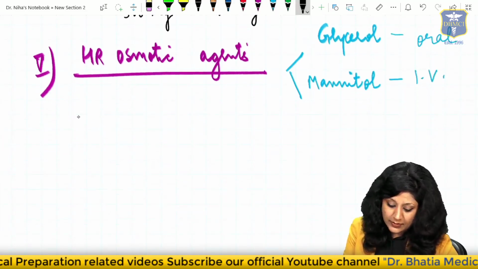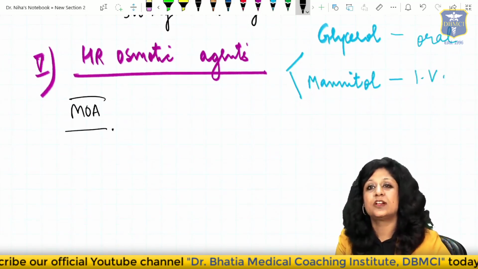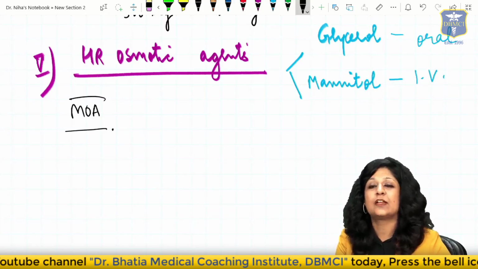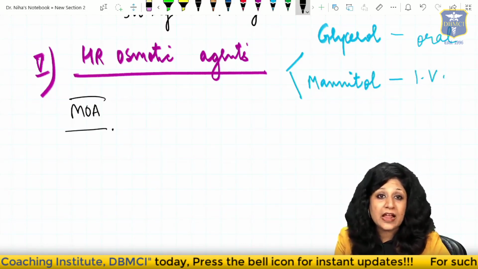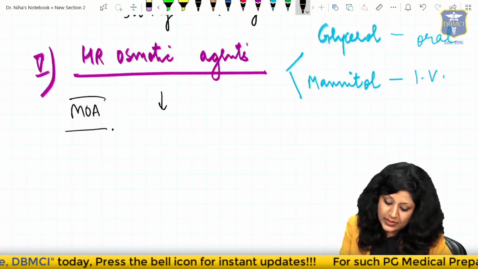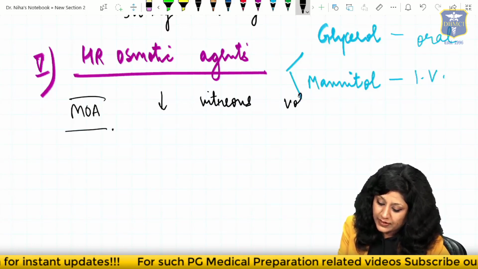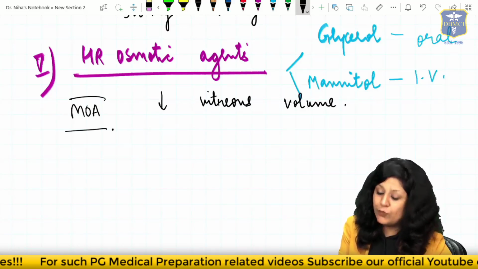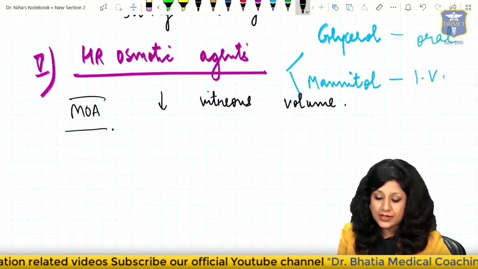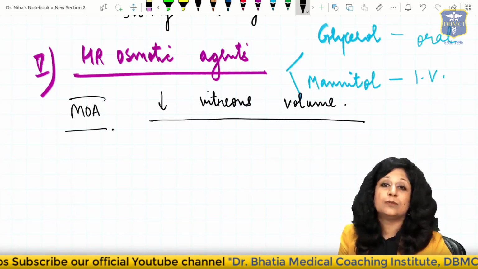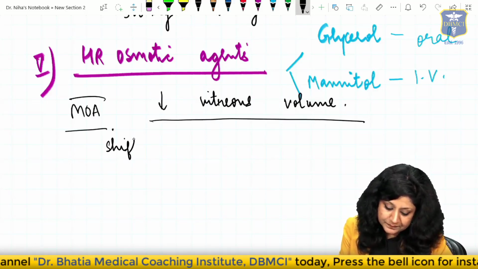Now, what is the mechanism of action? As I told you, the main drugs are those which either decrease aqueous formation or increase aqueous outflow. But here I have those drugs which are actually decreasing the vitreous volume. They are not interrupting the flow of the aqueous, they are not decreasing aqueous formation, they are actually modifying the vitreous volume by shifting the fluid.